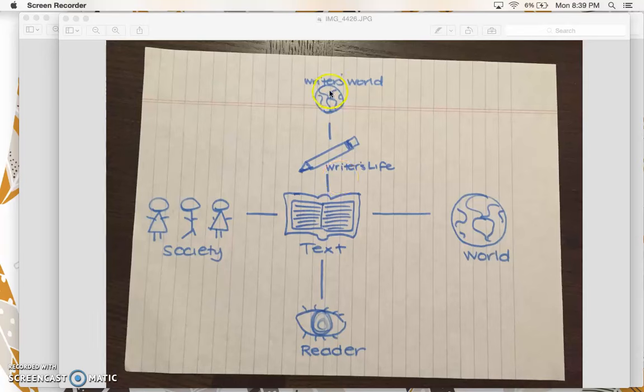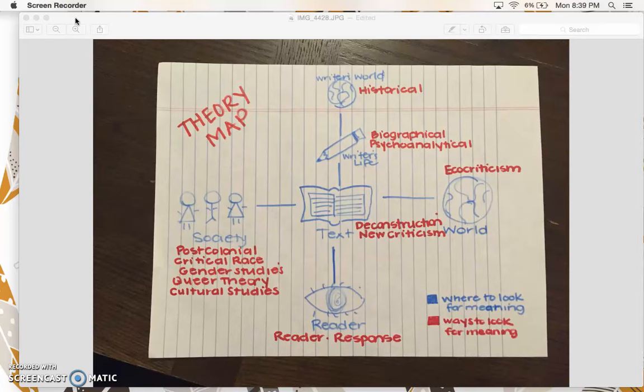Again, all of these icons represent different places we can look for meaning, different places we can emphasize when we're thinking about analyzing a text. We've been talking a lot about critical theory. Critical theory is a way of looking for meaning based on what your purpose is in analysis. Again, think of lenses as an appropriate metaphor for theories.